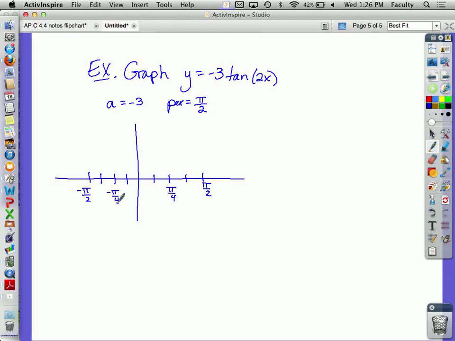A reminder that tangent has a period length of pi, so it's pi divided by b. Your asymptotes will be at the second tick mark left and right, but I'll add 2 more. So now, instead of this going up to 3 when I go right, it's going down. And then it's going to repeat the pattern.